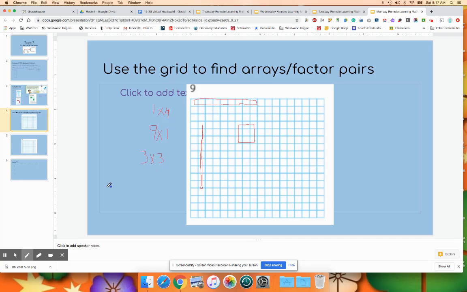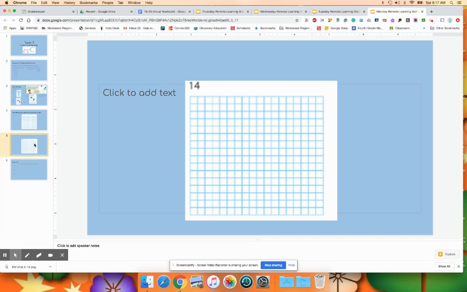We'll try another one. Here we go, 14. So I'm going to start with 1 times 14 because we know 1 is a factor of every number. And 1 and that number are always going to be a factor of that number, if that makes sense.